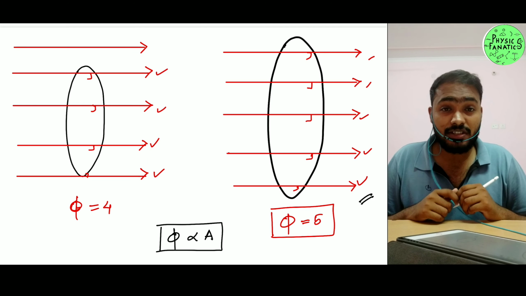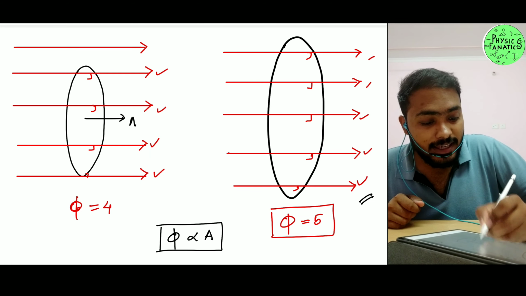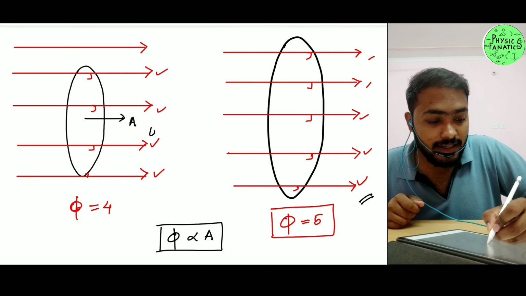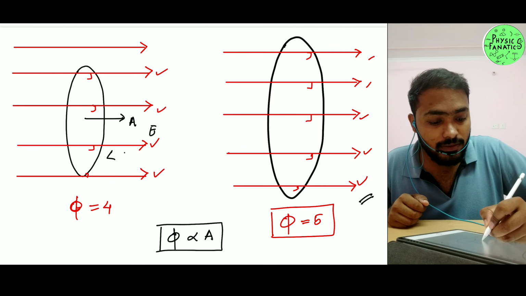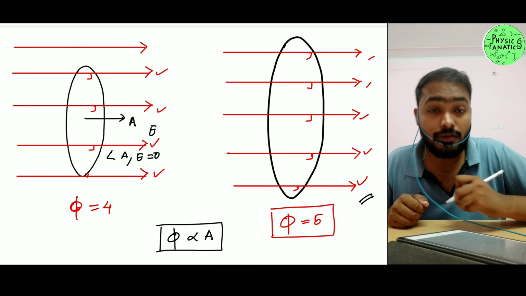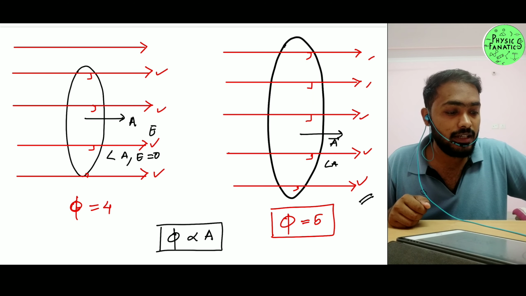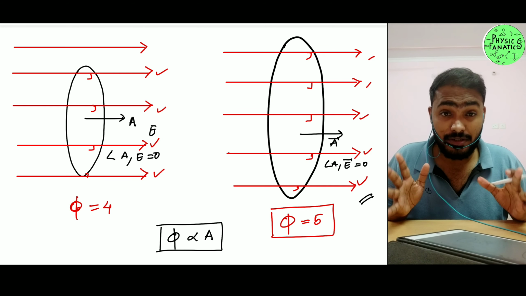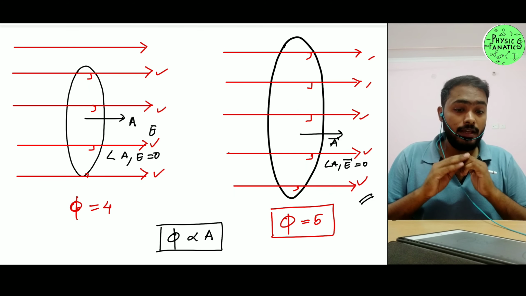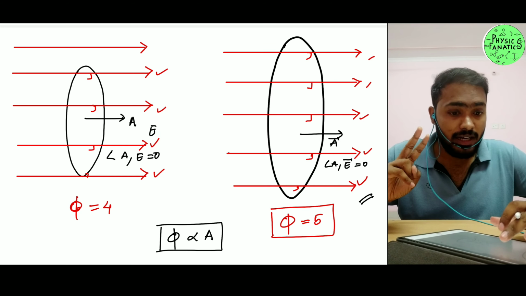One more observation you have to see here: the area vector was again A and the electric field line was again in that direction only. So the angle between the area vector and the electric field is 0 in this situation also. The area vector is perpendicular, and the angle between the area vector and the E vector is actually 0. I hope you can see that observation. So we have to be careful.